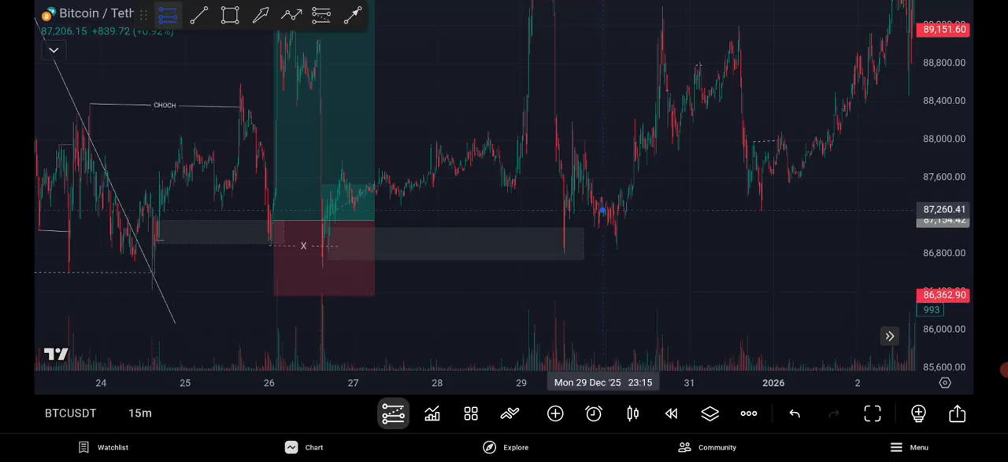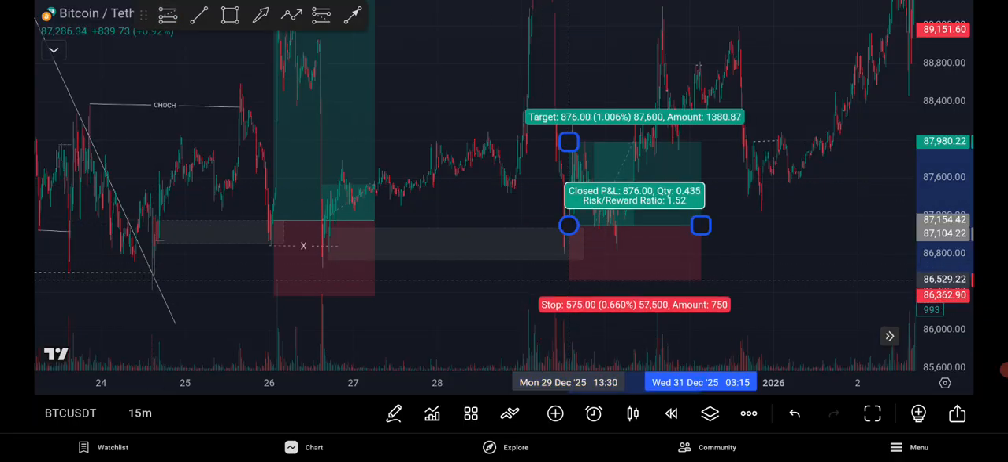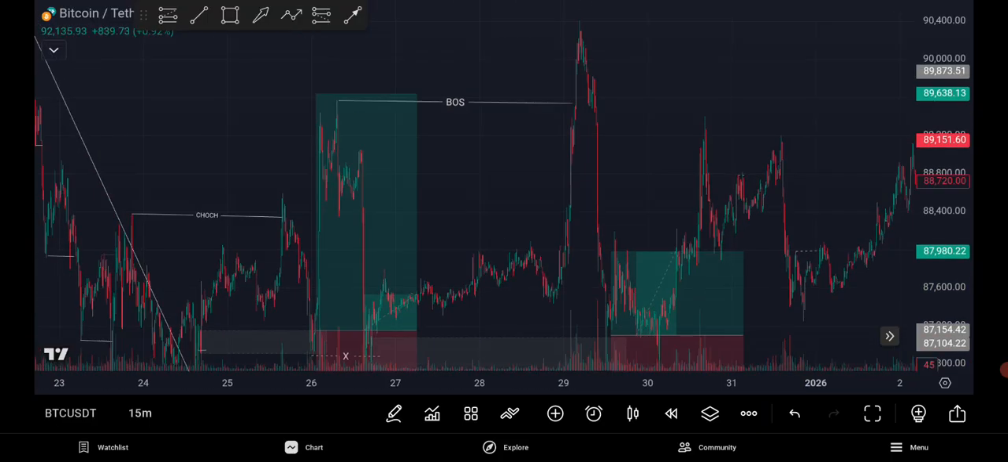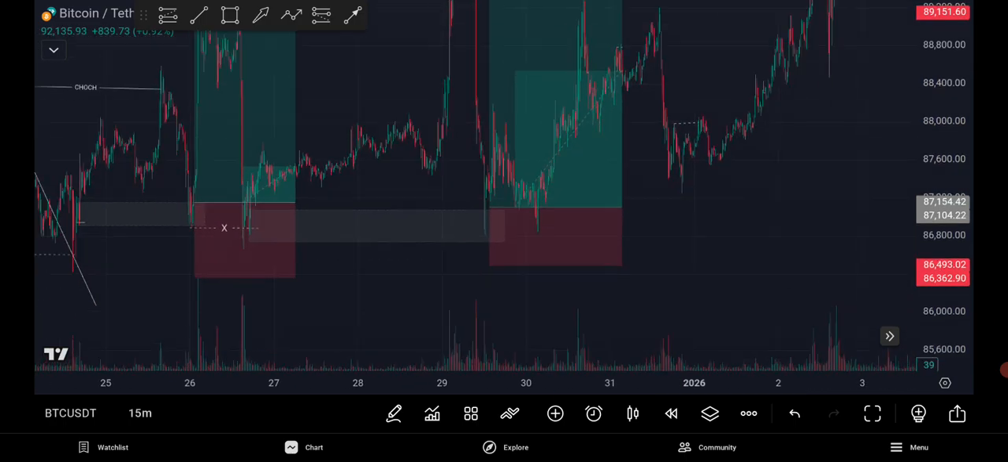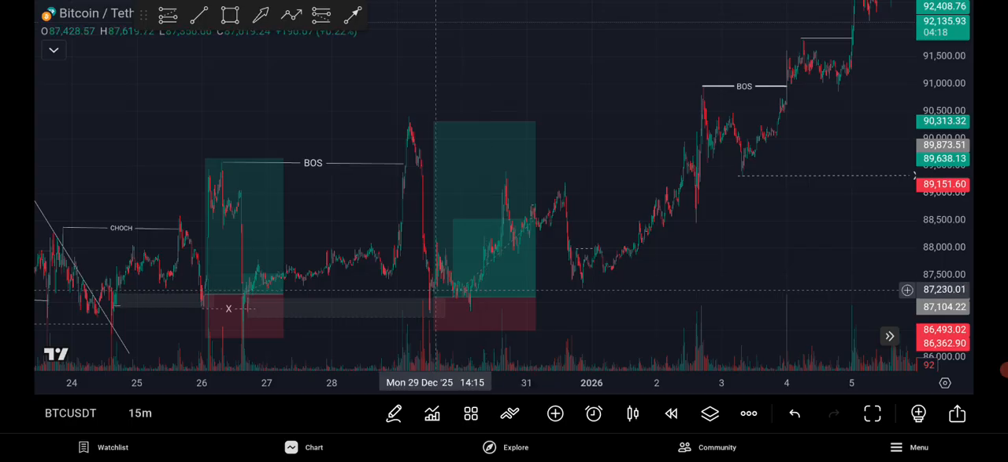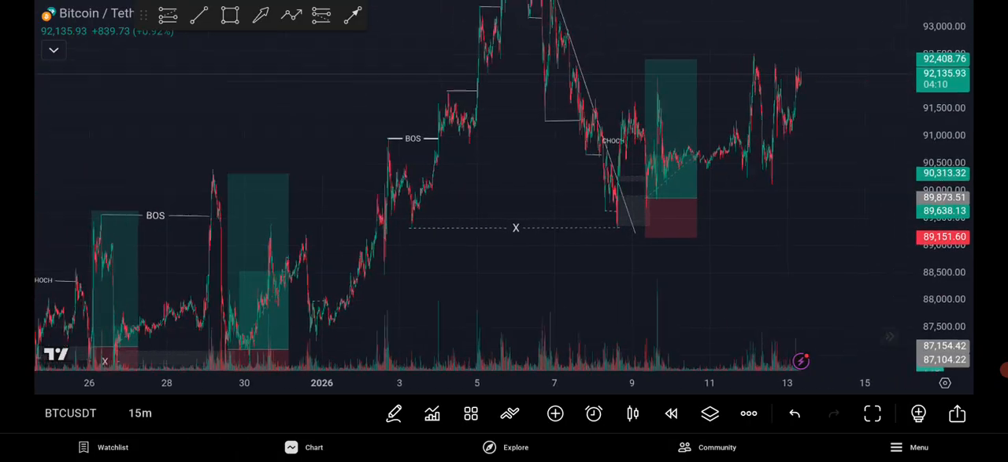So I'll put my entry here, and then my stop loss just below this zone, and then I'll target this high at 1 to 3 RR. So price came, that's my zone, and then boom, that's how it hit take profit.